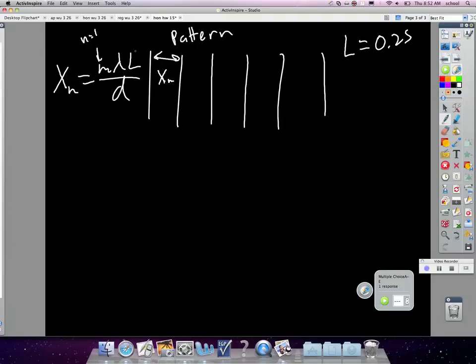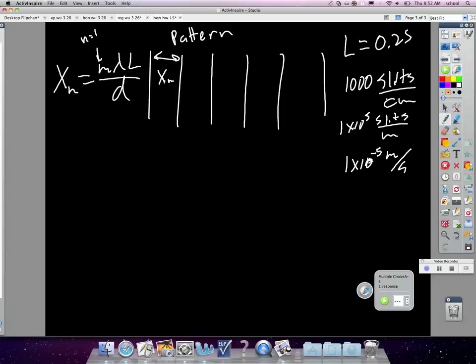Remember when we used this for double slit diffraction? d was the distance between the slits. So how do I find this distance when I'm told that there are 1,000 slits per centimeter? That's going to be 1 times 10 to the 5 slits per meter. If I invert that, I get 1 times 10 to the minus 5 meters per slit, which is in fact d, the distance between them.